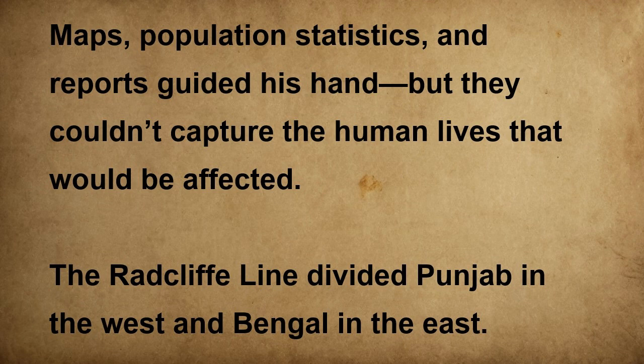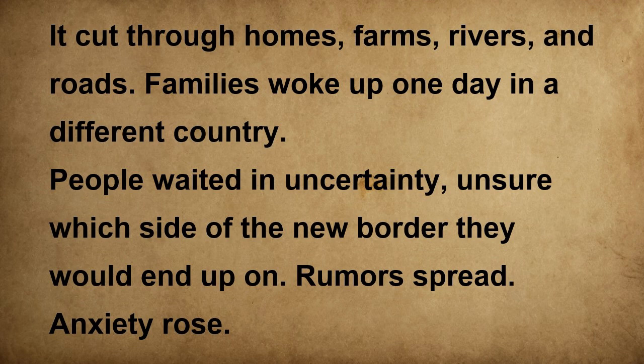The Radcliffe Line divided Punjab in the west and Bengal in the east. It cut through homes, farms, rivers, and roads. Families woke up one day in a different country. People waited in uncertainty, unsure which side of the new border they would end up on. Rumors spread. Anxiety rose.